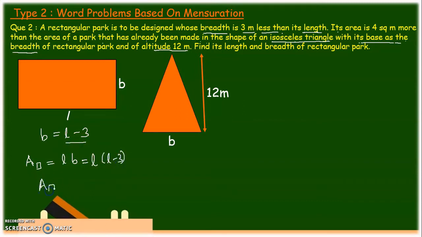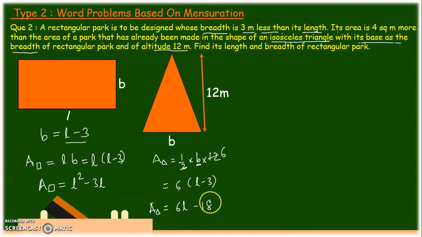So we get area of the rectangle equal to, if you multiply L into the bracket, L square minus 3L. And here the area of this triangle, we can use the formula 1/2 into base into height. So base is B and height is 12. So this will be 6. And here in place of B, you can take L minus 3. So if you multiply 6 into the bracket, it will be 6L minus 6 multiplied by 3, that will be 18. So this is the area of the triangle.